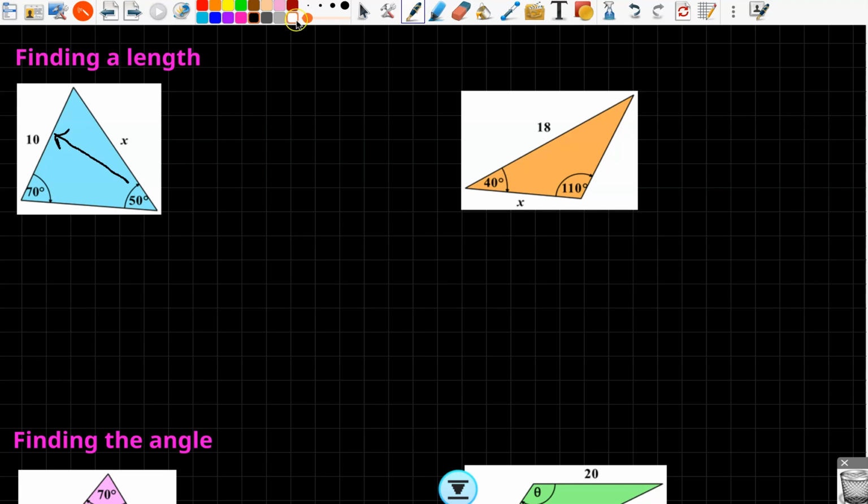So we can go straight into, I'm going to do my pairs. So we've got x, and because it's a length, that's why I'm going to say x over sine of its angle. All right? So that's going to be sine 70 equals, obviously, that pair on the other side. 10 over sine 50.